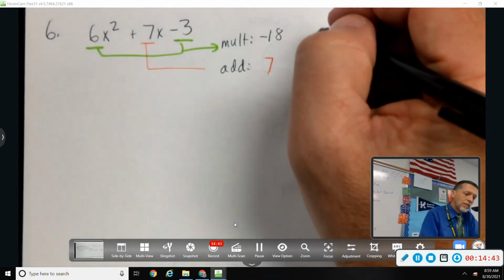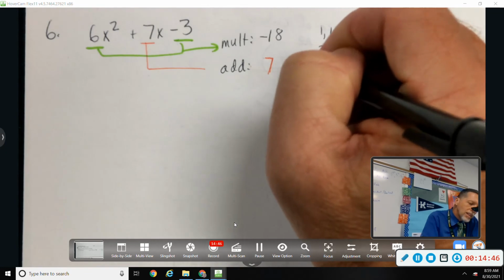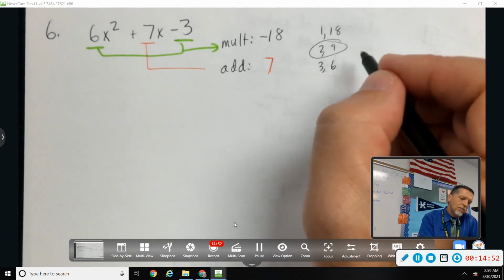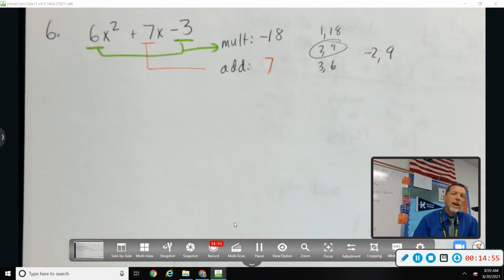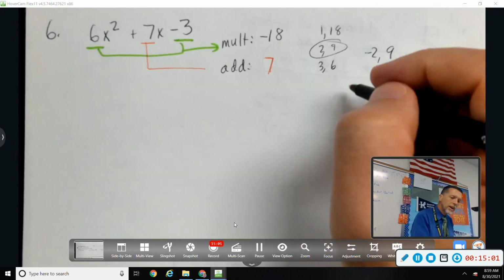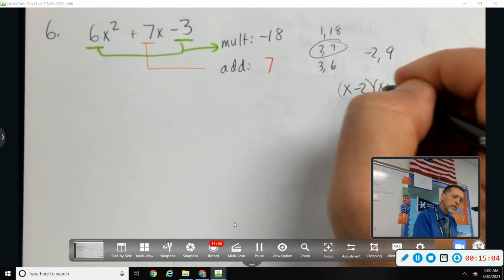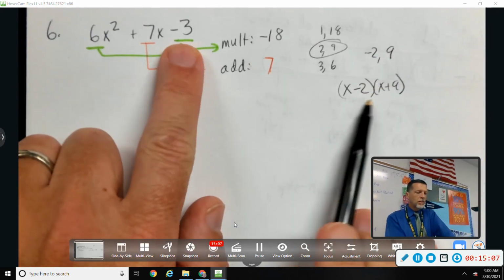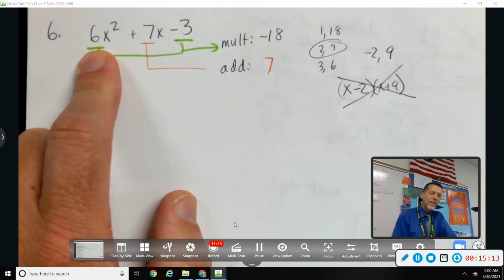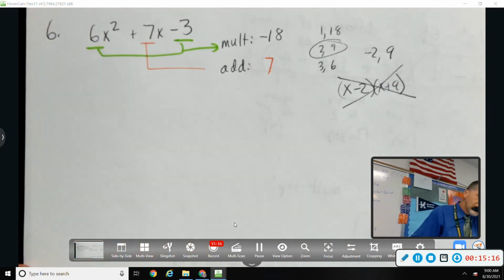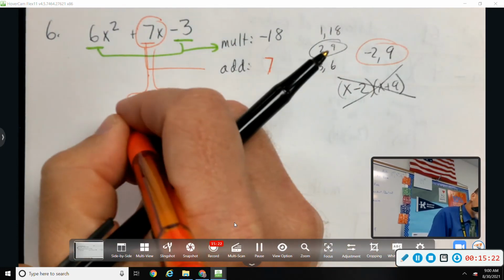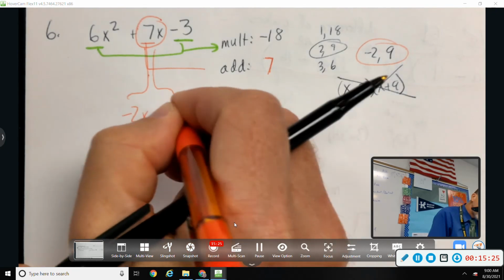So let's see, 18 would be 1 and 18, 2 and 9, 3 and 6. So 2 and 9, negative 2 and positive 9. Now here's the big deal with this method. Those are not your factors. Do not write x minus 2 and x plus 9, because if you multiply those out, you're going to get negative 18 at the end, but you're also not going to get 6 at the beginning. So we're going to take this 7x and rewrite it with the negative 2 and the 9: negative 2x plus 9x.